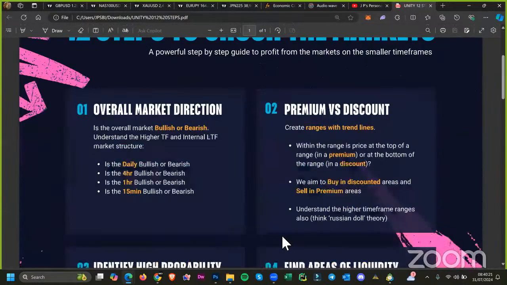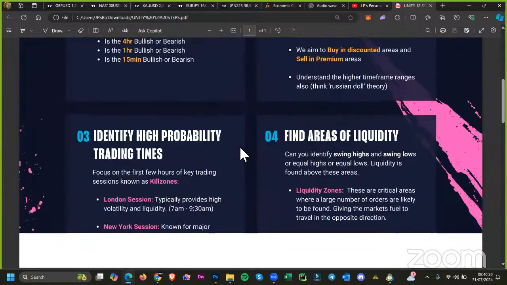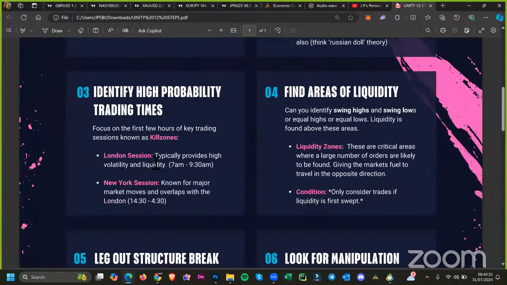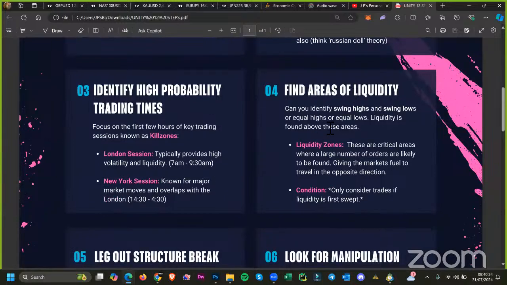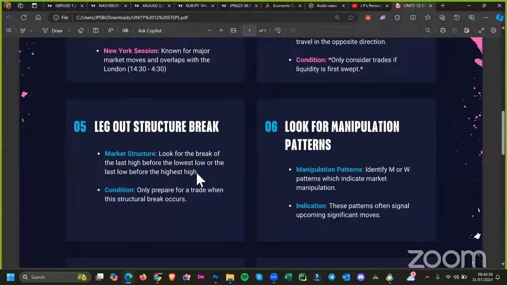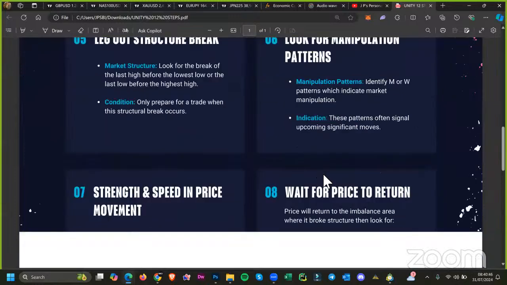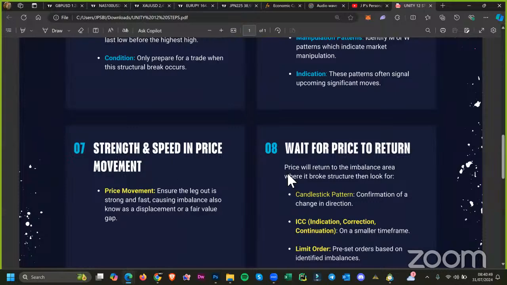All right. So this here is just a very loose guide. This is not going to teach you how to trade. This is not going to give you the information. This is going to remind you of a process. Yeah, remind you, okay, am I in these sessions? Remind you, has the market first taken liquidity? Remind you, was the leg out have strength? Did it break structure, sorry? Remind you, was there a manipulation pattern, where the shoulder is higher on the M or shoulder lower on the W? Did it have strength and speed?